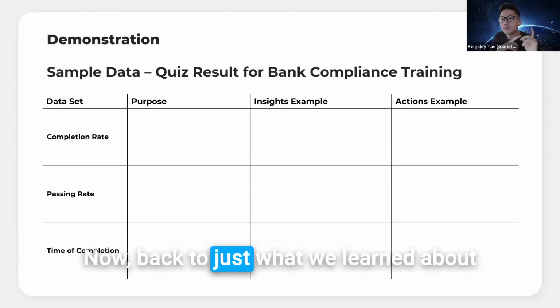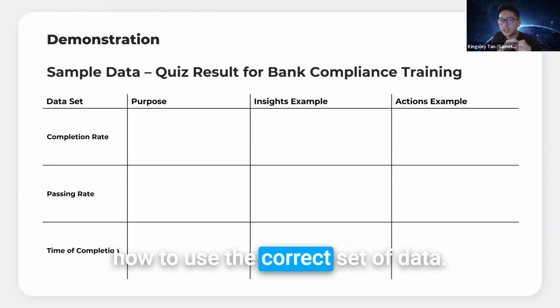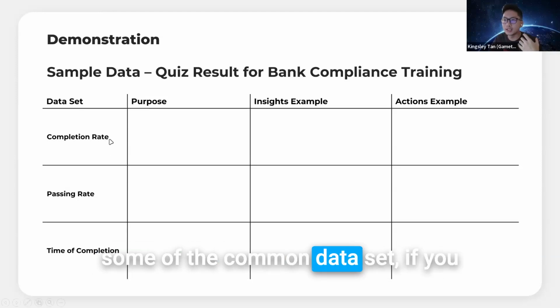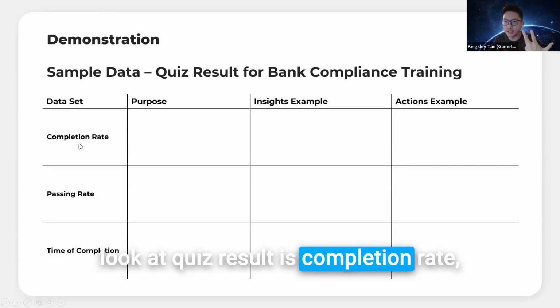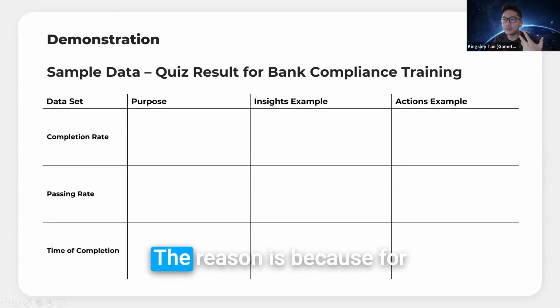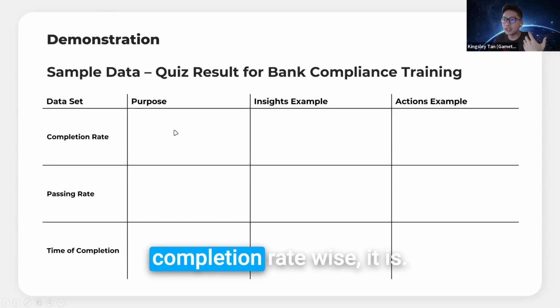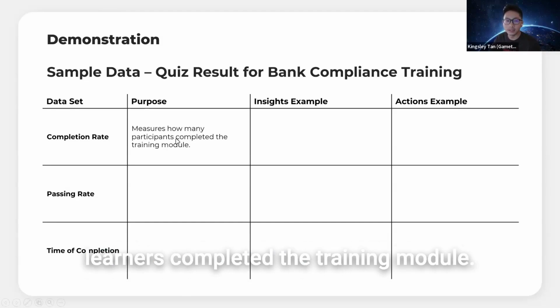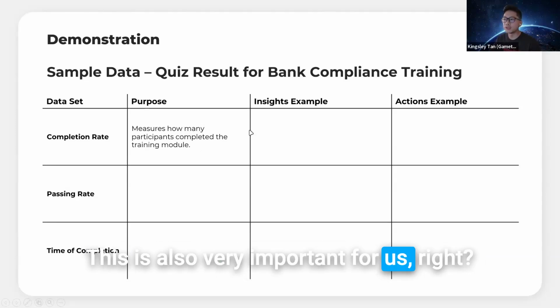Now, back to what we just learned about how to use the correct set of data. If our data for quiz result is one of the common data sets, if you look at quiz results, it is completion rate, passing rate, or time of completion. The reason is that completion rate can help us measure how many learners completed the training module. This is also very important for us, right?